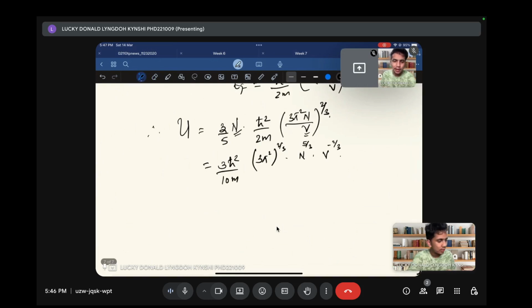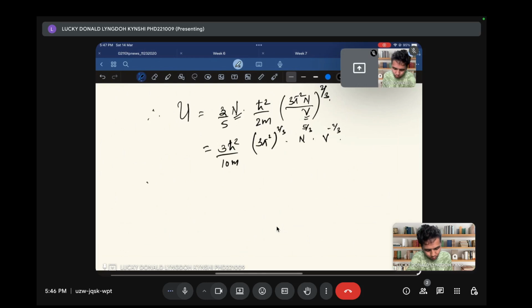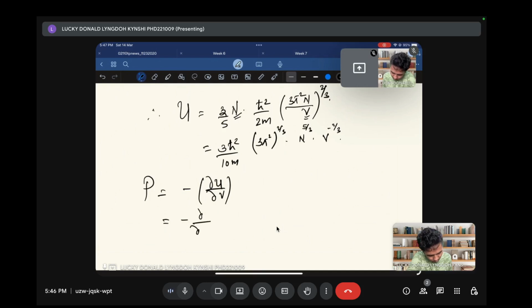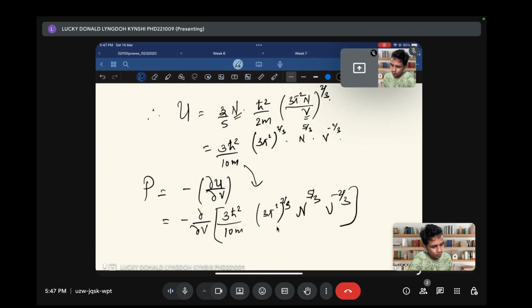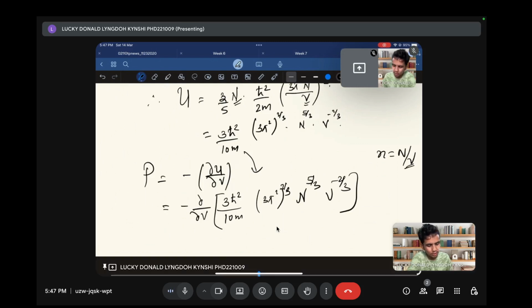So once you get the energy, pressure is easy, right? Pressure, you already know, is equal to minus of ∂U by ∂V. So you can write minus ∂ by ∂V of the energy that you get: 3ħ² by 10m (3π²)^(2/3) N^(5/3) V^(-2/3). Why did I separate capital N and small n equal to N divided by V? Because you have to differentiate with respect to the volume. That is why I separated into N and V.